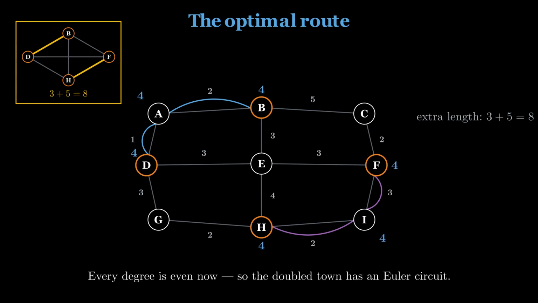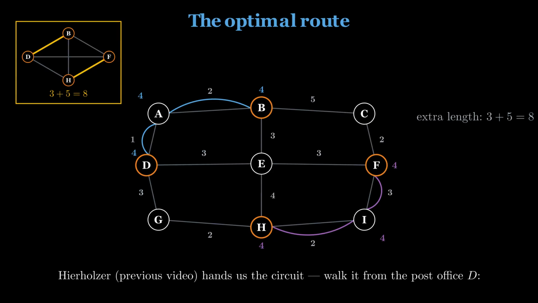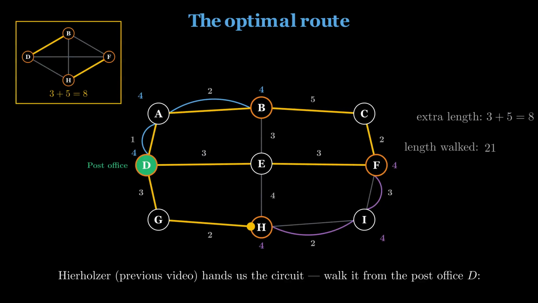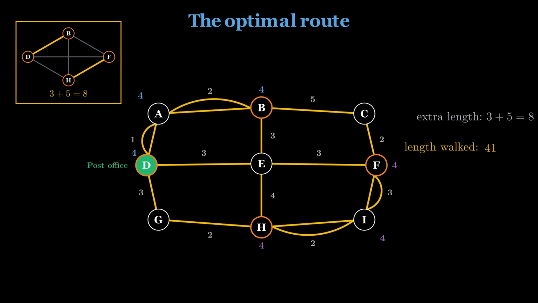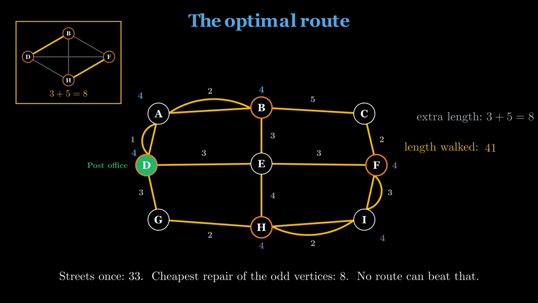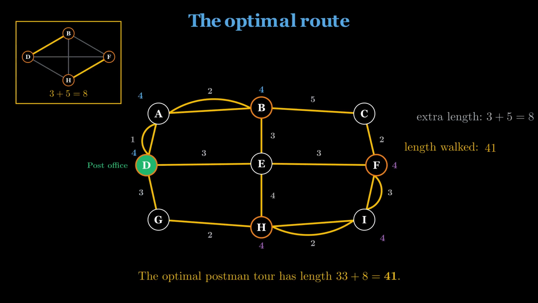Every degree is even now, so the doubled town has an Euler circuit. Hierholzer's algorithm from the previous video hands it to us. Watch the postman walk it, starting and ending at the post office. Duplicated streets are walked twice, once along each copy. 33 for the streets, plus 8 for the cheapest repair of the odd vertices, and no route can do better. The optimal postman tour has length 41.